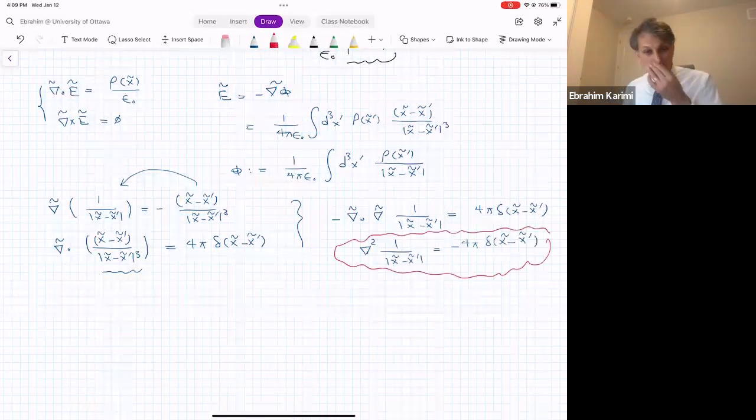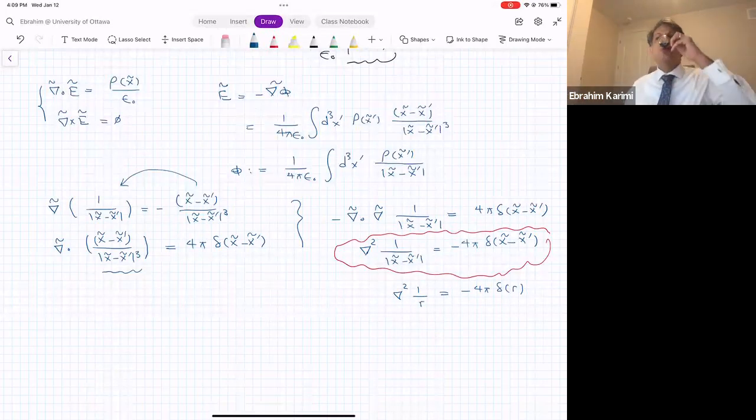Okay. So what is the Laplacian of 1 divided by r? It is minus 4 pi delta of r. In order to remember this, what is the Laplacian of 1 divided by r? It is minus 4 pi delta of r. And now r can be replaced by the absolute value of x minus x prime. Good.